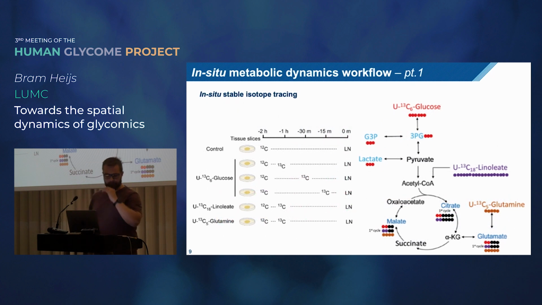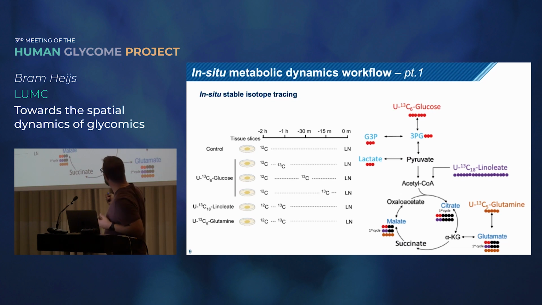And over time, we will start to incorporate isotopically labeled nutrients into the culture medium, and those isotope labeled nutrients are then incorporated into the downstream metabolites of, in this case, glycolysis and TCA cycle. So we chose to work with uniformly labeled glucose, glutamine, and linoleate to be able to target the glycolysis and the TCA cycle metabolism.